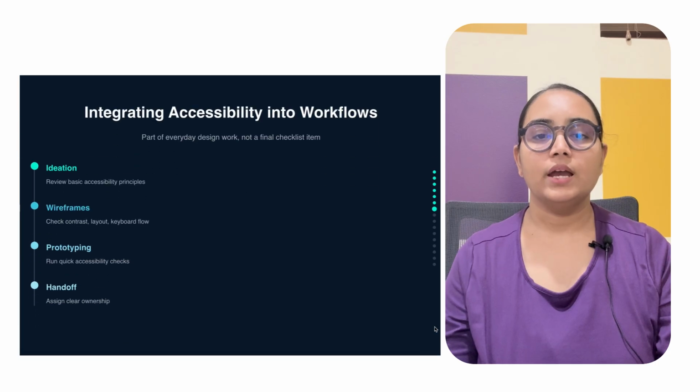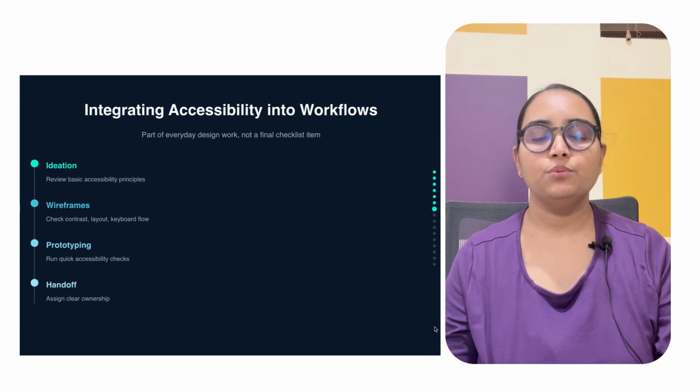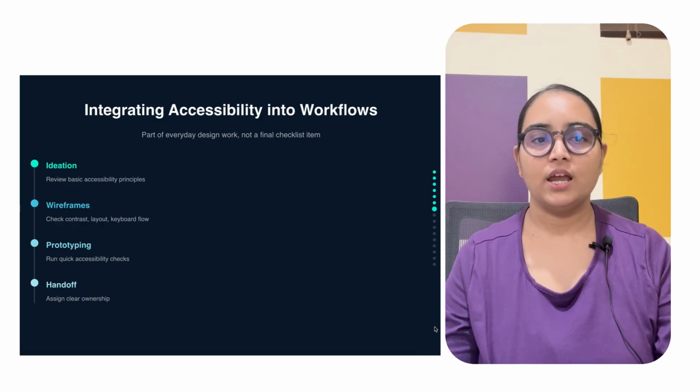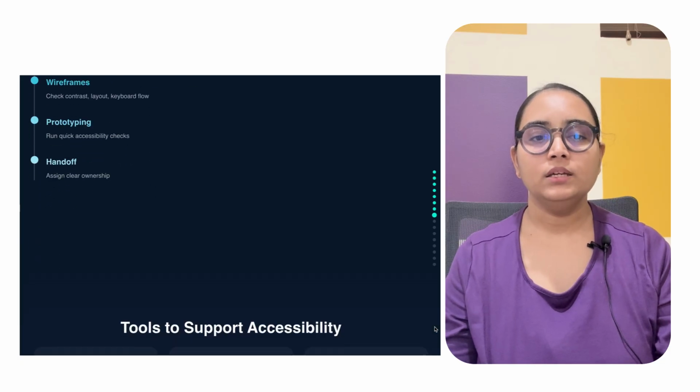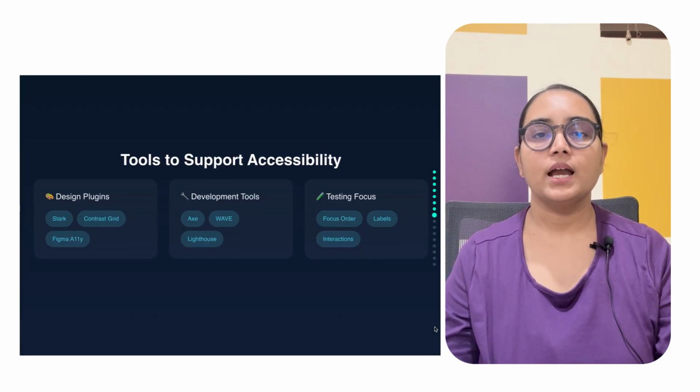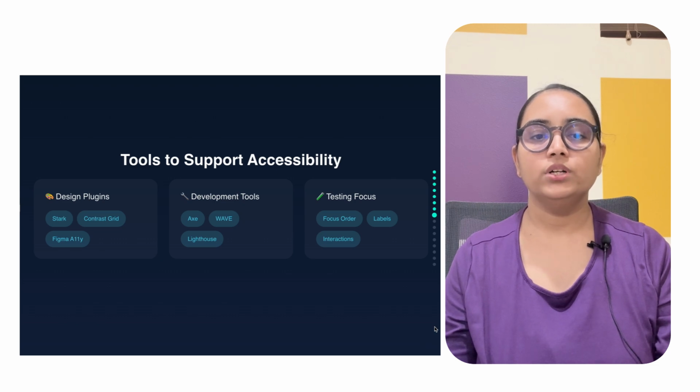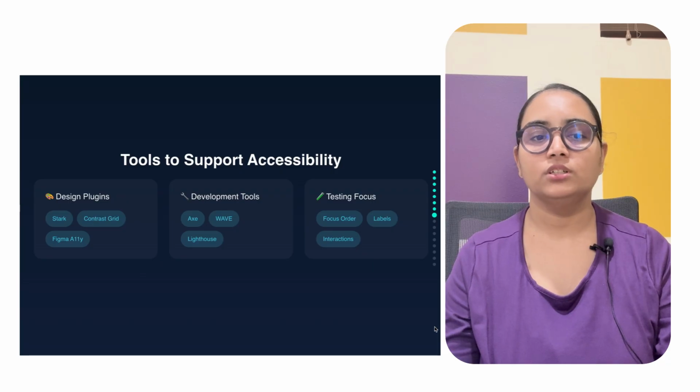How to integrate accessibility testing into design workflows. Accessibility should be a part of every design workflow, not a final checklist item. Workflow planning. During ideation, review basic accessibility principles. During wireframes, check contrast, layout, and keyboard flow. During prototyping, run quick accessibility checks. Assign clear ownership. Designers handle visuals, developers handle code structure.